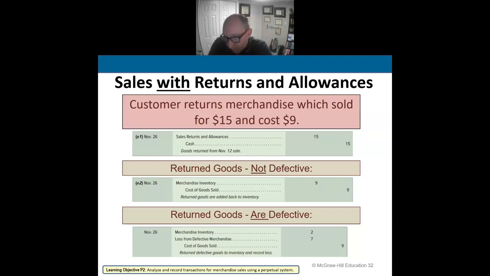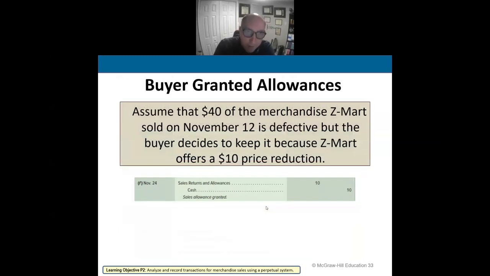Let's say the customer returns the inventory and it's damaged. I can't sell damaged stuff. Debit merchandise inventory for what I can sell. Credit loss of damaged merchandise. Credit cost of goods sold to reduce cost of goods sold. It happens. It's rare, but it happens.